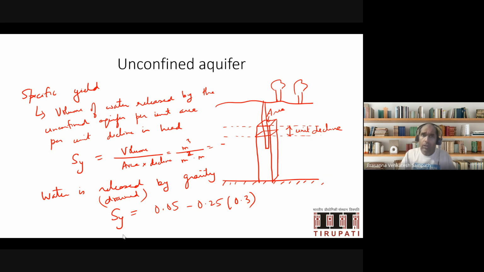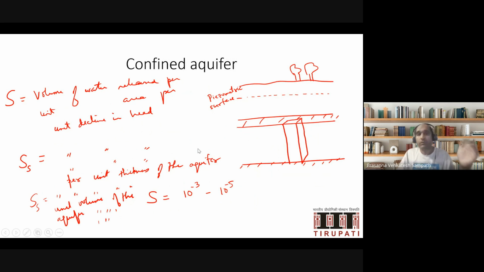Now we will move on to the confined aquifer, right? The definition for the storage property in a confined aquifer is almost identical to that in an unconfined aquifer. So the storage coefficient, or S, is defined as the volume of water released by the aquifer per unit area of the aquifer per unit decline in head. Now this is exactly the same as what we defined for the unconfined aquifer.